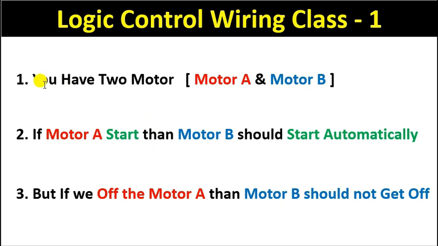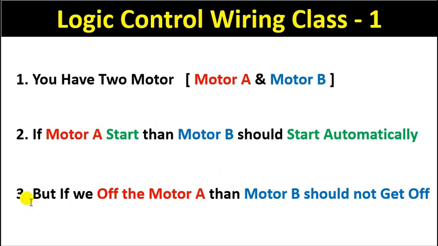Among these, the first logic says we have two motors, named motor A and motor B. In the second point, it is told that when we start motor A, then motor B should start automatically. It means we don't need to start motor B separately. When we start motor A, motor B should start automatically.